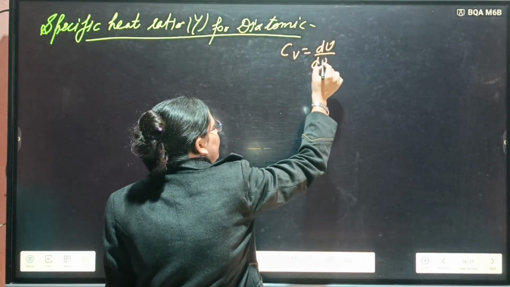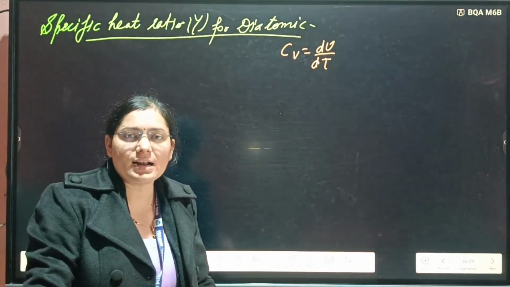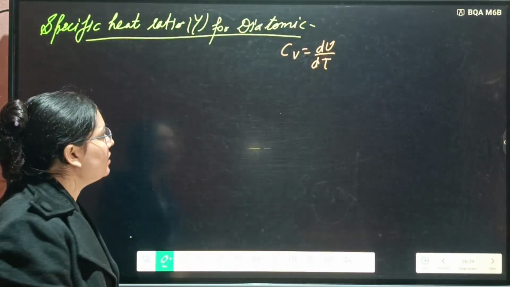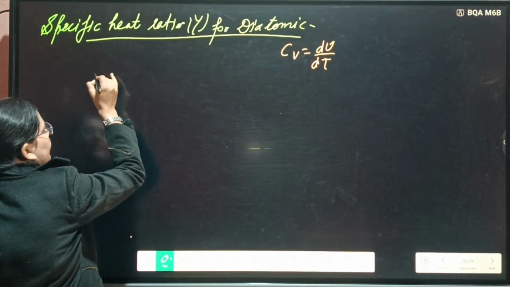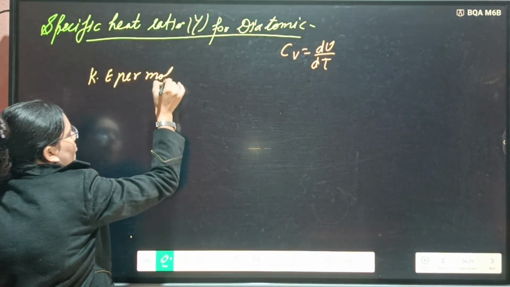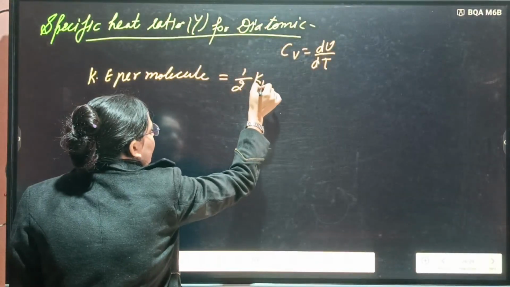इसके लिए पहले हमें क्या निकालना पड़ेगा? Cv निकालना पड़ेगा. Cv क्या होगा? Differentiation of the internal energy with respect to the temperature. So internal energy we will find. Internal energy, how can we find there? Kinetic energy per molecule is equal to 1/2 kBT.